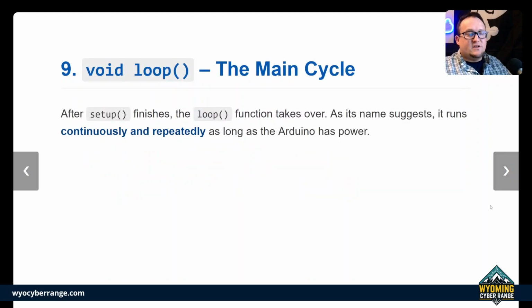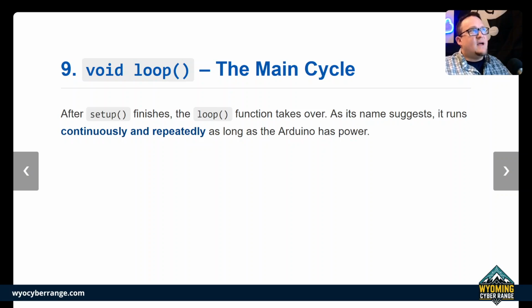Our second section of our sketch is going to be the loop. The loop is what's going to run over and over and over, continuously, repeatedly, forever, until the Arduino is powered down. So it could be checking a sensor or turning on or off an LED, whatever it may be, we're going to use the loop cycle.